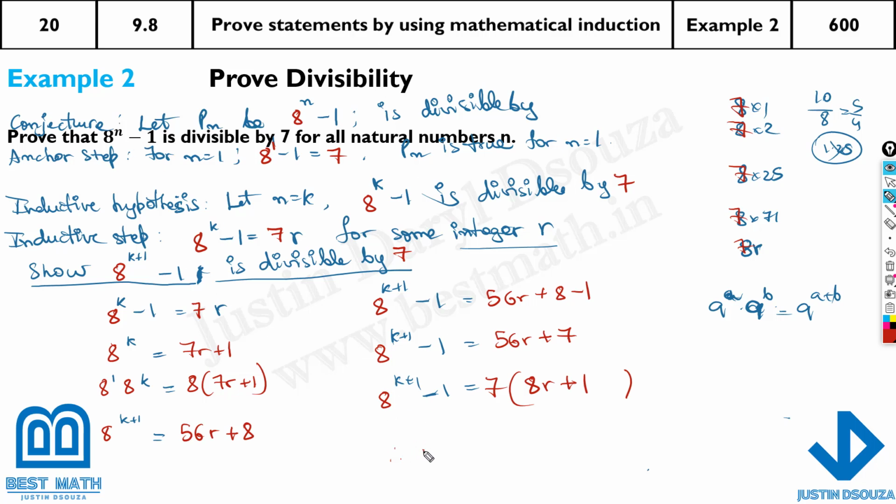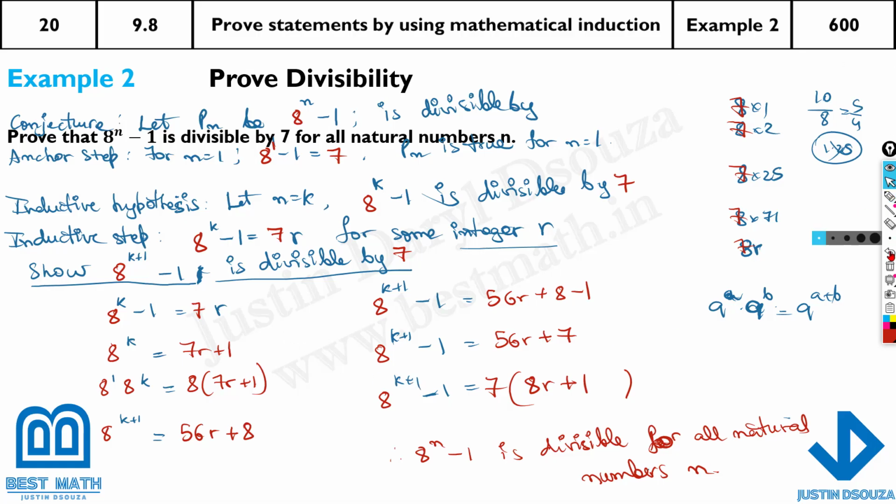You can tell, therefore, 8^n minus 1 is divisible by 7 for all natural numbers n, whatever is written in the question. So this is it. Whatever is written in the question, just write it down after you solve it. These steps are very, very important, and it just depends on what question is given to you.